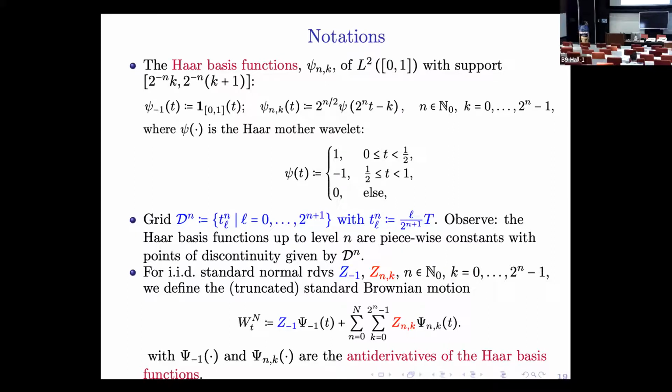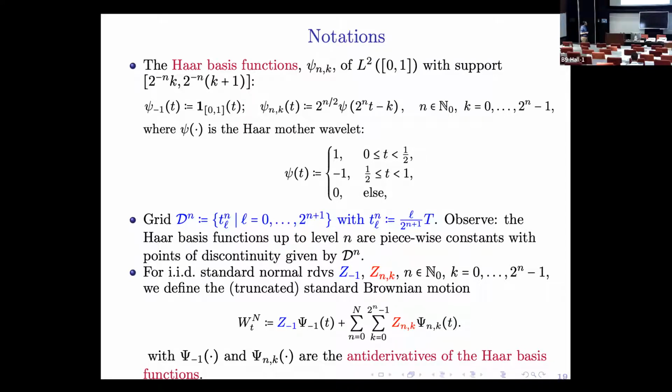Also, I define here the grid D_n, which is given by the following points, and you can observe that the Haar basis functions at level n are piecewise constant with discontinuity locations that happen at the points of the grid D_n here. Given this construction of the Haar basis functions, you can have the antiderivatives of those bases, and then you are able to construct in a hierarchical way the standard Brownian motion. Here I show the truncated version of it.